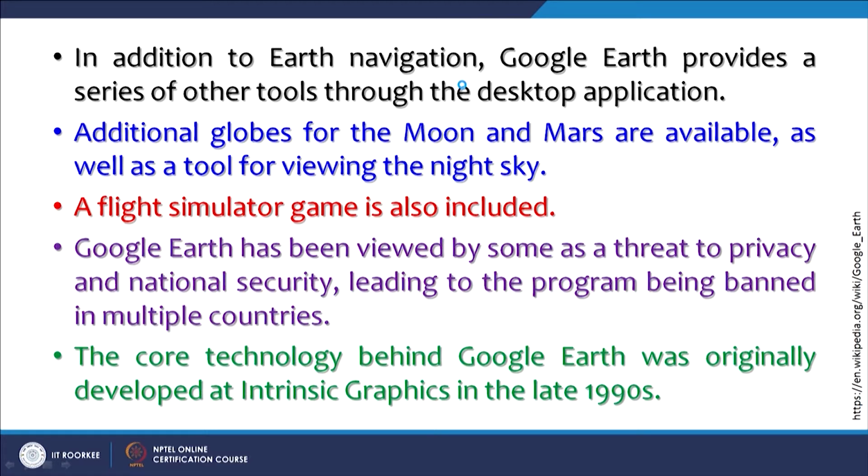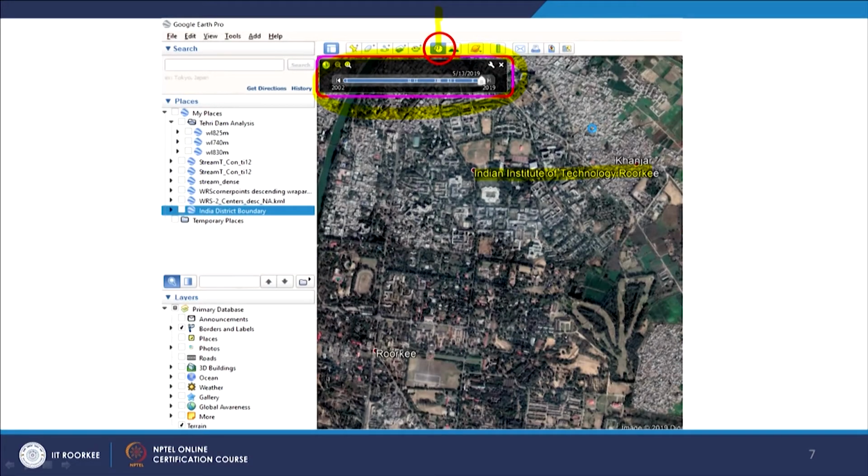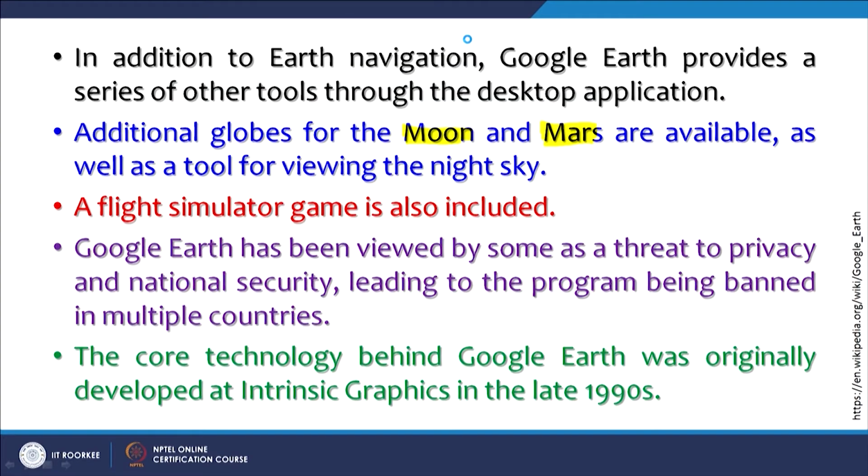Of course, apart from earth navigation, Google Earth also provides a series of other tools through the desktop application, and I have already mentioned in the previous discussion about Google Mars and Google Moon, which are also available only through this installation. When you choose this option, Google Mars and Moon are also available, and they are also available to view in the night sky as well.